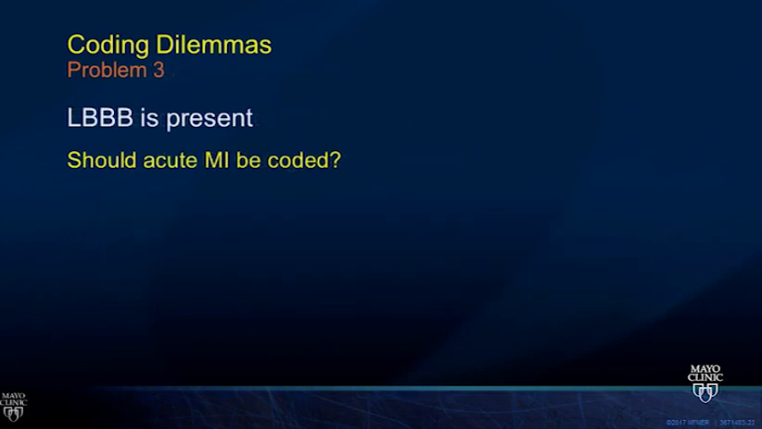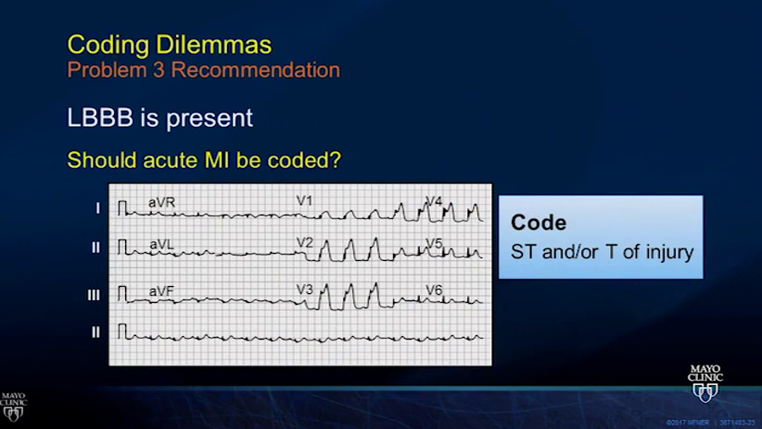What about left bundle branch block? If you see an ECG with left bundle branch block, should we code myocardial infarction? I would say no. I mean, we all know the criteria for that, but the boards aren't going to ask you that sort of stuff.